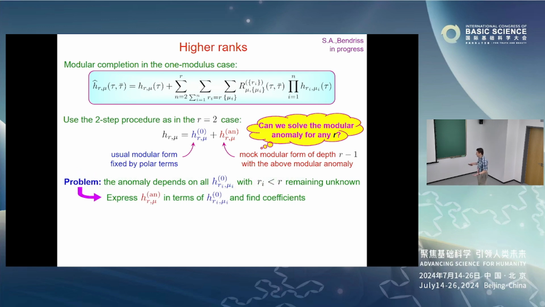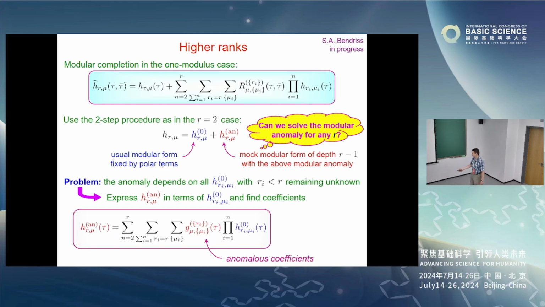Well, what should we do then? The best thing we can do is to express this anomalous piece in terms of these unknown functions and just find the coefficients. And the claim is that there is a natural ansatz for our anomalous function. You take the same expression as here, just replace h by h0 and replace these coefficients r by some new unknown coefficients, which we call anomalous coefficients. And the problem at this point is whether we can find these anomalous coefficients or not.